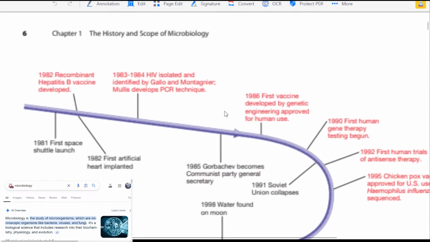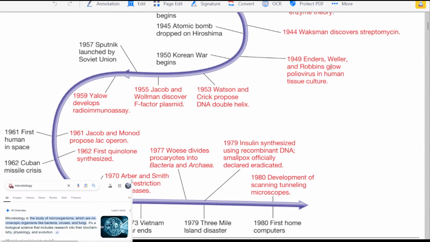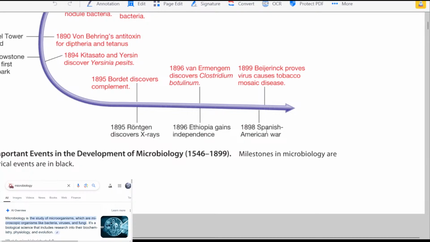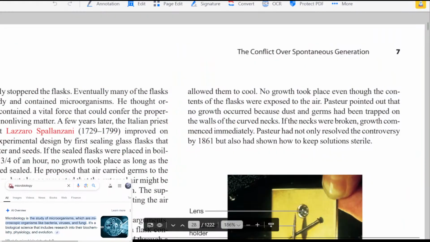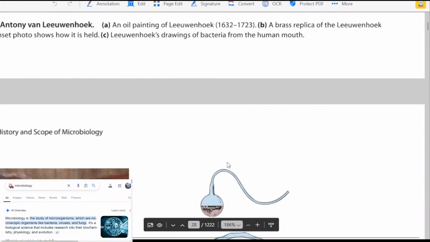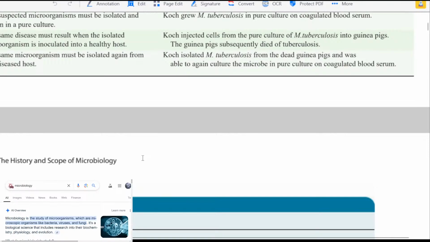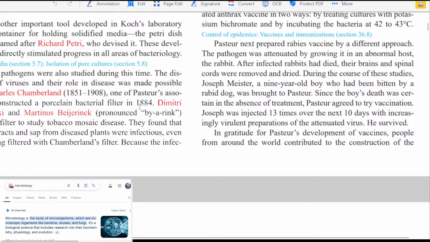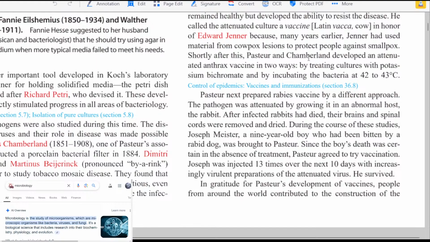I'm going back because I want to see where the name of Beijerinck was in this. Here, there was some place here in 1899. So I want to just compare it to the year when the associate made the porcelain bacterial filter. Alright, so this is 1884 and that was 1894 or something. So after 10 years, maybe approximately 10 or maybe more than that.